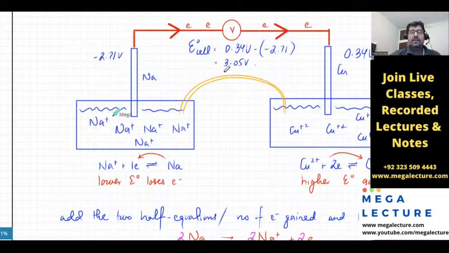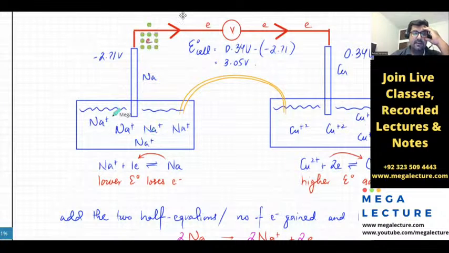The reason the salt bridge is necessary is that without it, current will not be able to flow. Imagine that more and more sodium ions are getting produced. If there's a lot of positive charge in the solution, the electrons over here will start getting attracted back to the positive ions. So the electrons will not be able to flow to the other side, and the current will stop.